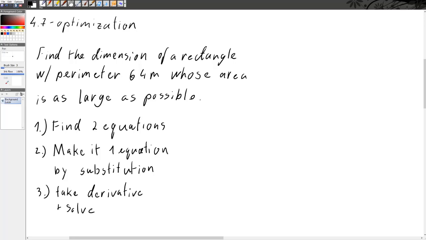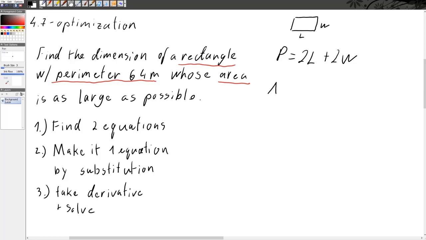In this case, our two equations, well, given the problem, is going to be a perimeter equation and an area equation. So the perimeter of a rectangle, we'll say that's P, is going to be equal to 2 times the length plus 2 times the width. It's a rectangle. And the area of this rectangle is going to be length times width.